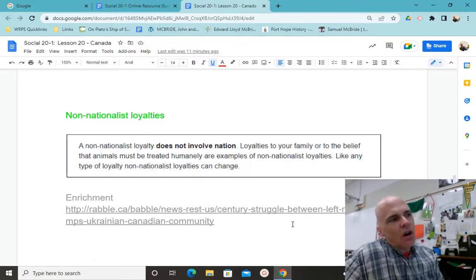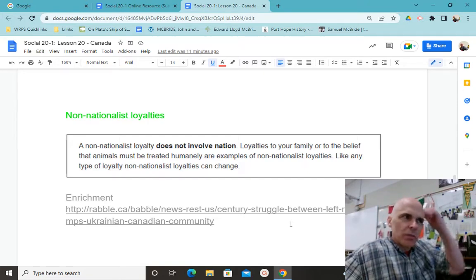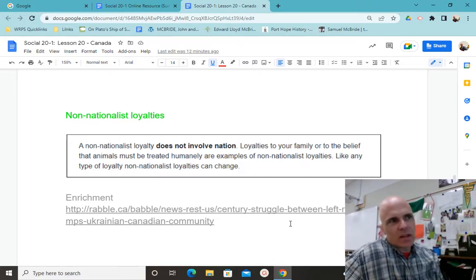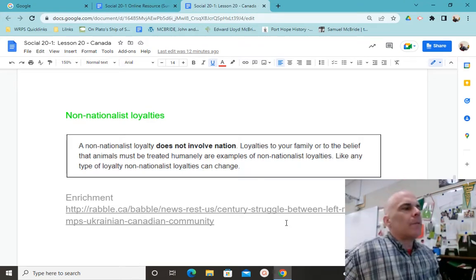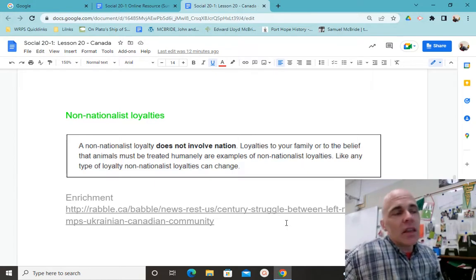Now, what is a non-nationalist loyalty? It does not involve nation. Loyalties to your family or to the belief that animals must be treated humanely are examples of a non-nationalist loyalty. So, tribal loyalty, family loyalty, ideological, or like a creed. Maybe a sports team, like Leafs Nation.